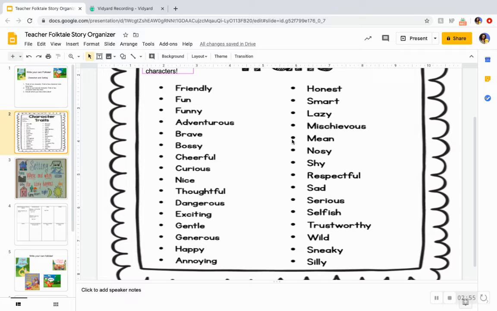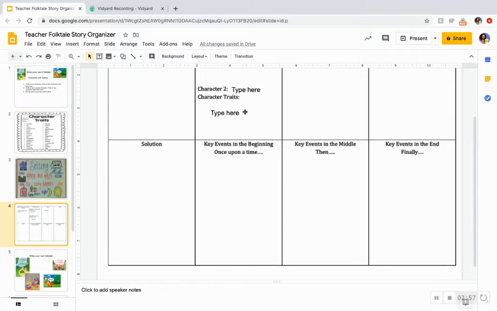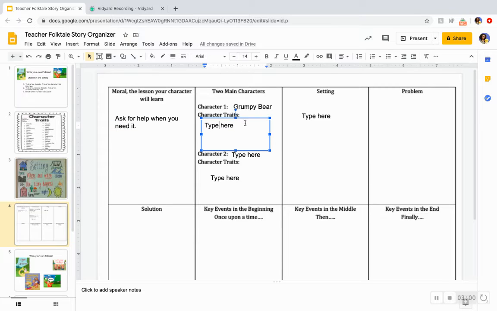So I've thought about my character, and I'm going to go in and I'm going to type in two character traits for Grumpy Bear. The first character trait, I am obviously going to have to put grumpy. It's in his name. He's grumpy. I'm going to put a comma because I am listing things. So I'm going to put grumpy, and I'm going to say he is impatient. He is impatient, which means he does not have a lot of patience. When things take too long, it makes him feel frustrated. He's impatient, doesn't have patience.